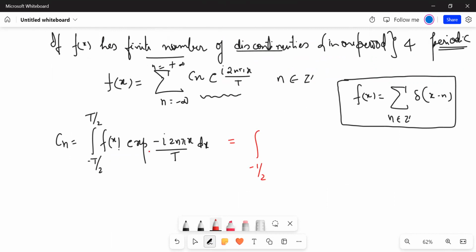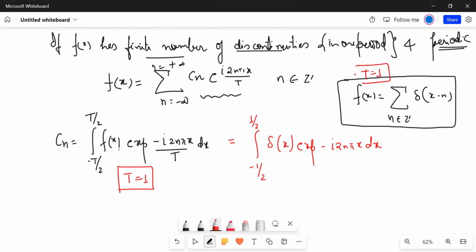And remember, T is equal to 1. So therefore, I'm writing minus half to plus half. And this will be Dirac delta of x, and this will be exponential of minus 2n pi x dx. See, what I have done, I have written T equal to 1. Why T equal to 1? Because T equal to 1 is the period of the Dirac comb function. So basically, the period of this particular Dirac comb function is equal to 1.